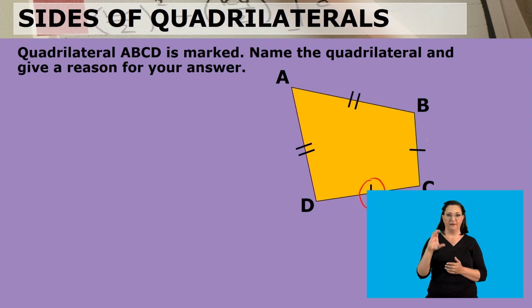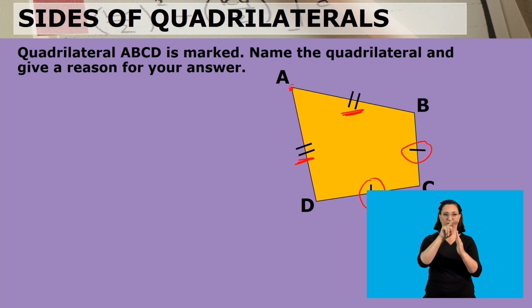Look at what they have marked on the diagram. We have BC and DC. They have a similar marking and they are close to one another, so they are adjacent. And then let's look at the other side. We have double marking on line AB and line AD. So they are also joined by a common vertex, so that means this is a kite.